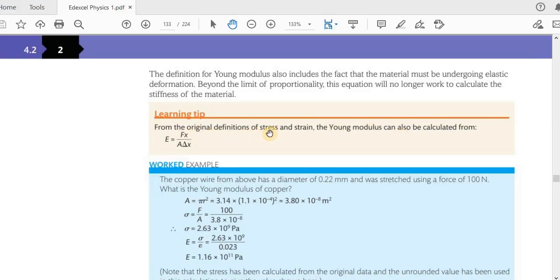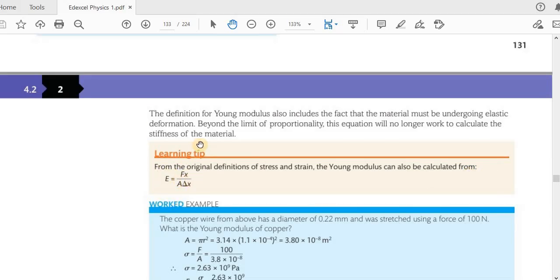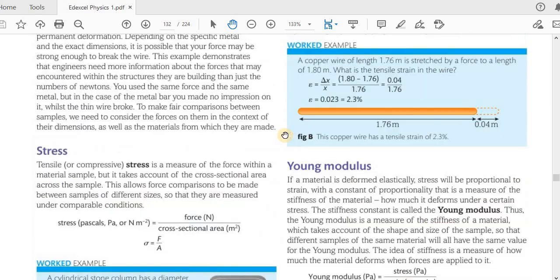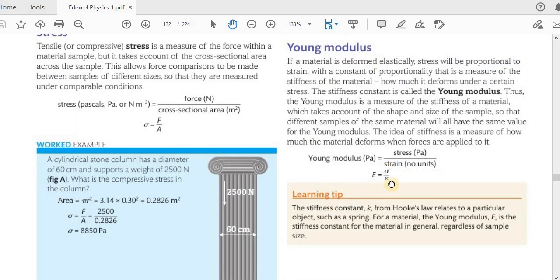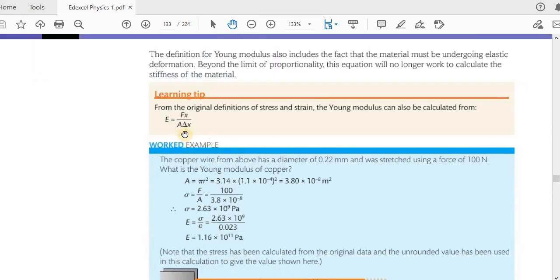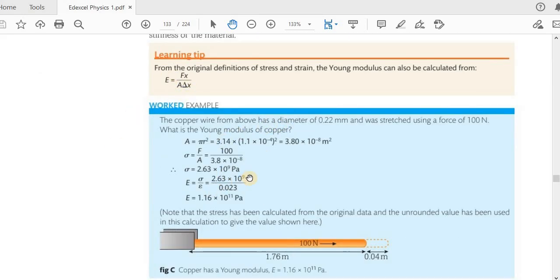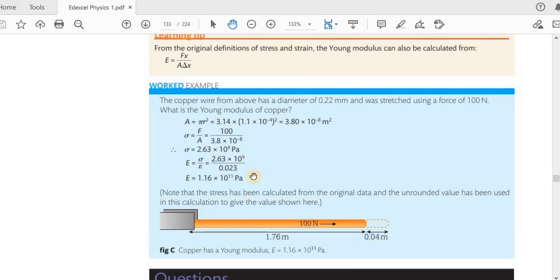So from the original definitions of stress and strain, Young modulus can also be calculated from this. So I told you how to get this. You substitute this and this for that and that, stress and strain. Then simplify, you get this. Rearrange, you get this. So let's see how we can do another calculation.